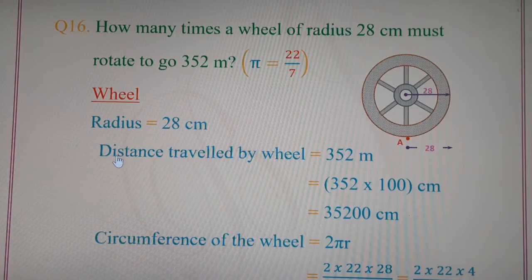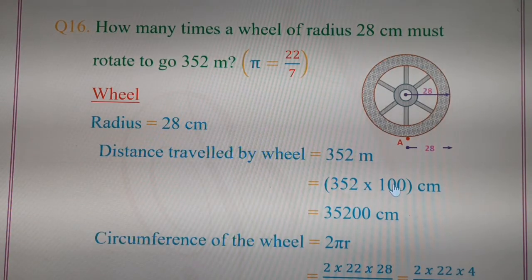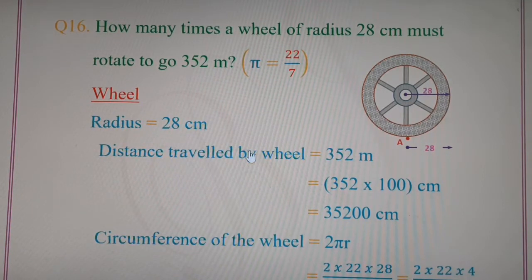Again I repeat, the distance traveled by the wheel is 352 meter. Because the unit is given in meter, we have to convert into centimeter because the radius of the wheel is in centimeter, a smaller unit, and meter is a bigger unit. So we'll convert all the units into smaller units. 352 meter will be converted into the smaller unit by multiplying by 100. 1 meter is 100 centimeter. Therefore 352 meter will be 352 into 100. The answer will be 35,200 centimeter. Distance traveled by the wheel is 35,200 centimeter.